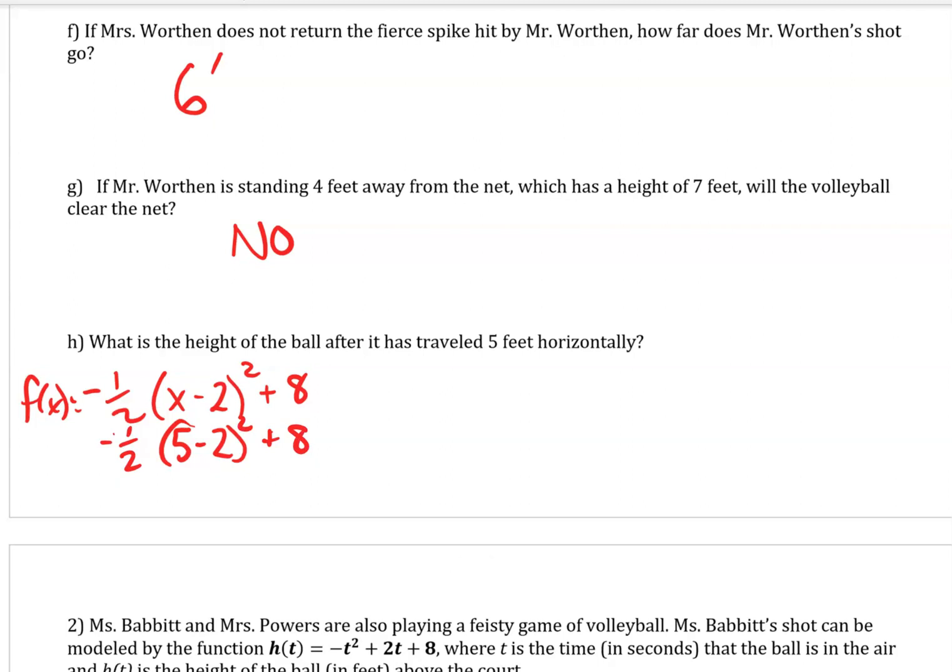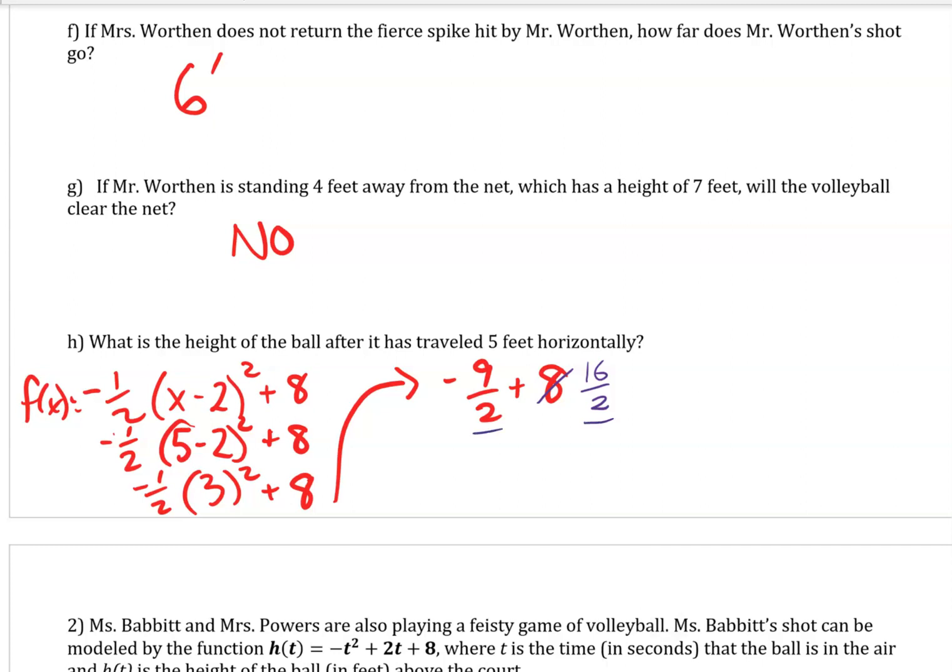Five minus 2 is 3. Three squared is 9. 9 times -1/2 is -9/2. -9/2 plus 8. Well, 8 is really 16/2. We have to have a common denominator to add or subtract fractions. So -9/2 plus 16/2 is 7/2, or 3 1/2 feet.